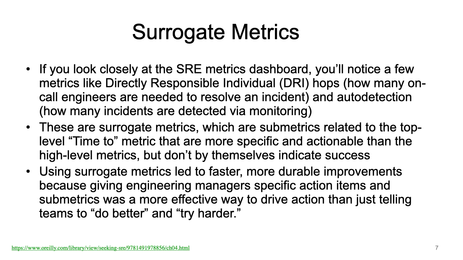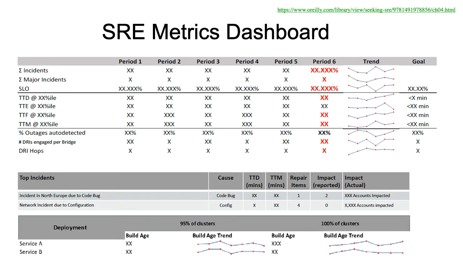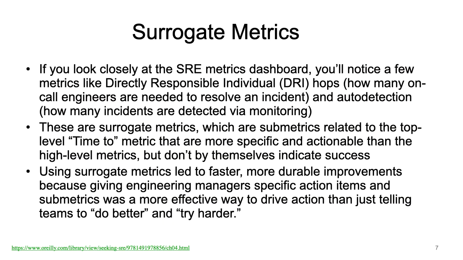And then surrogate metrics. If you look closely at the SRE metrics dashboard, you will notice a few metrics like direct responsible individual. You can see here DRI, the direct responsible individual hops, X, Y, etc. So hops, how many engineers are needed to resolve an incident, and auto detection, how many incidents are detected via monitoring.